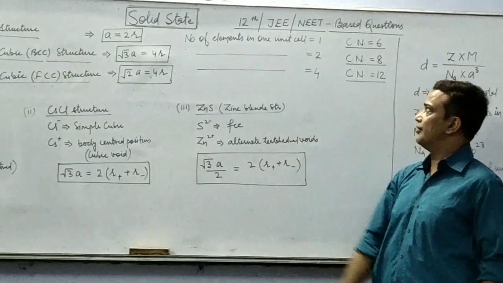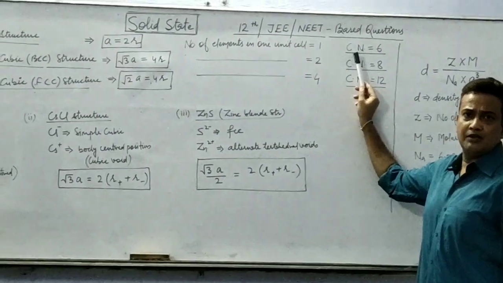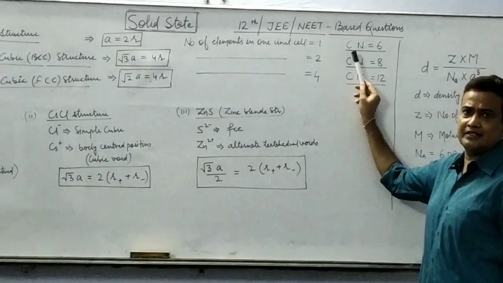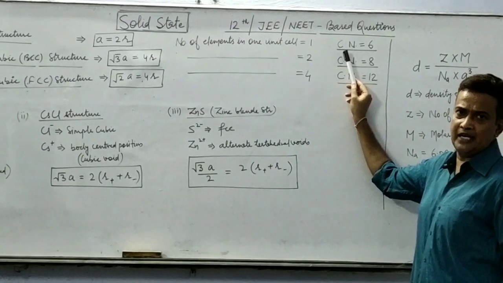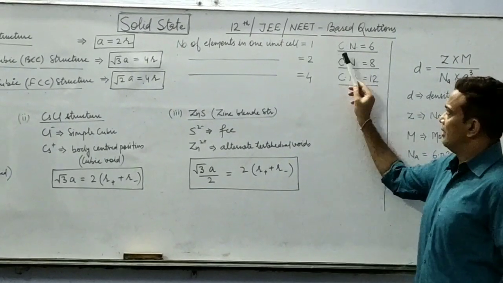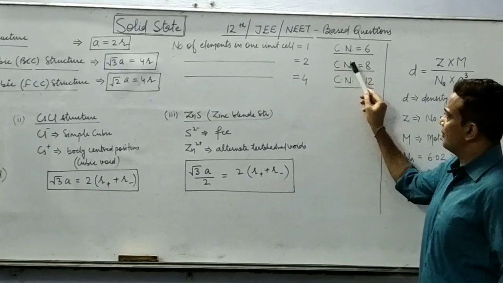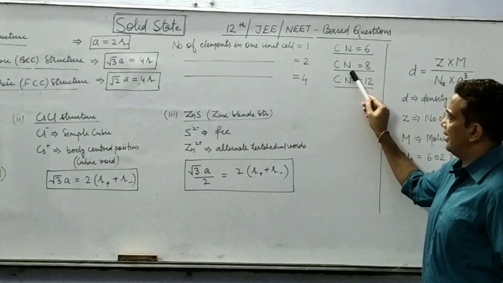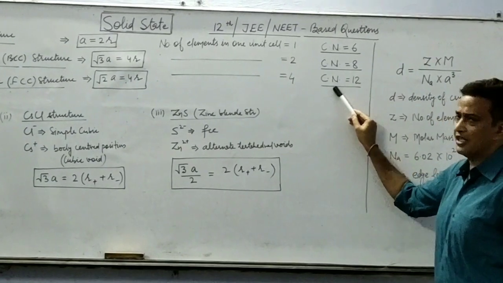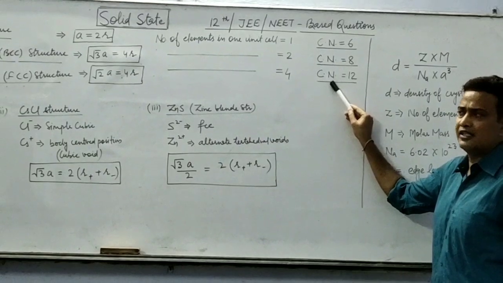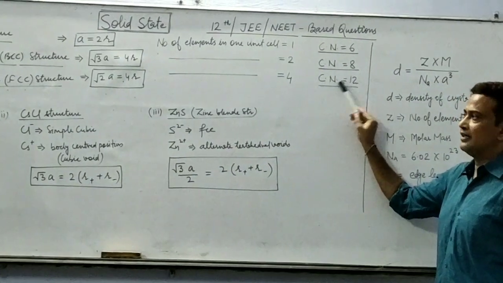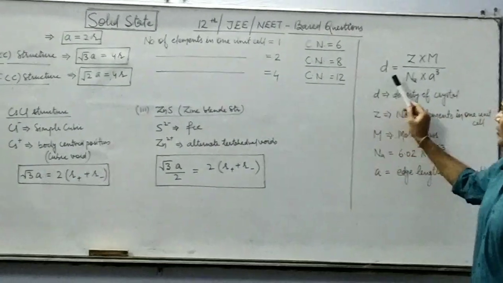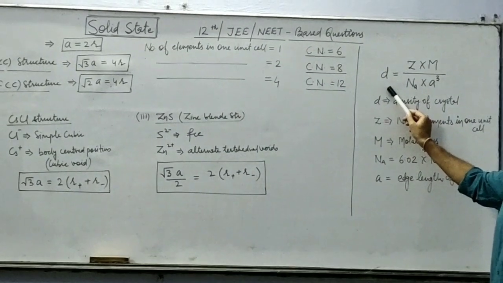face centered cubic. Coordination number is the number of elements surrounding a particular element in the crystal structure. For simple cubic it is 6, for body centered cubic it is 8 and for FCC structure, face centered cubic structure, it is 12. Then you must know the formula to calculate density.